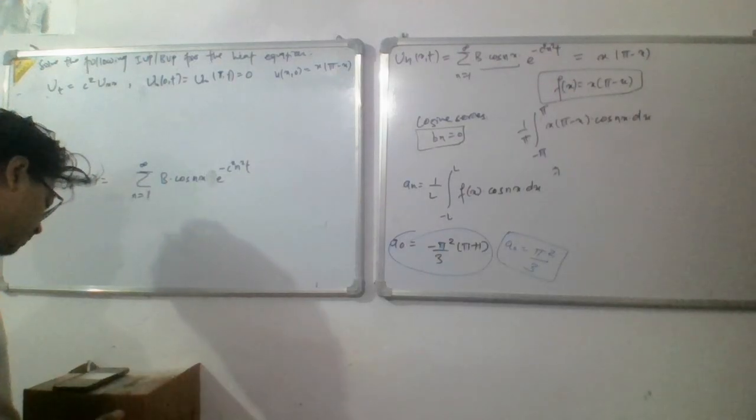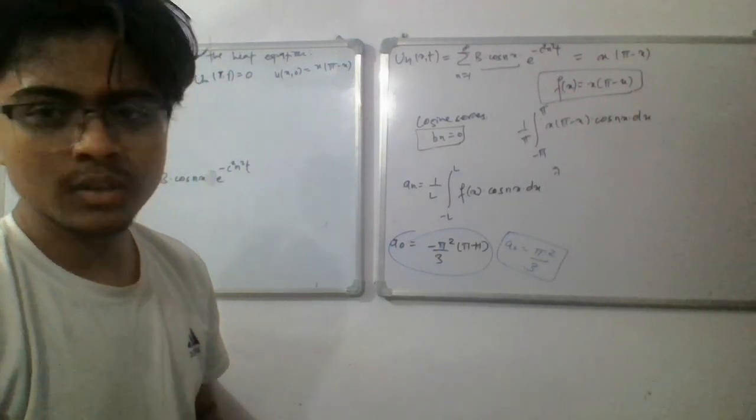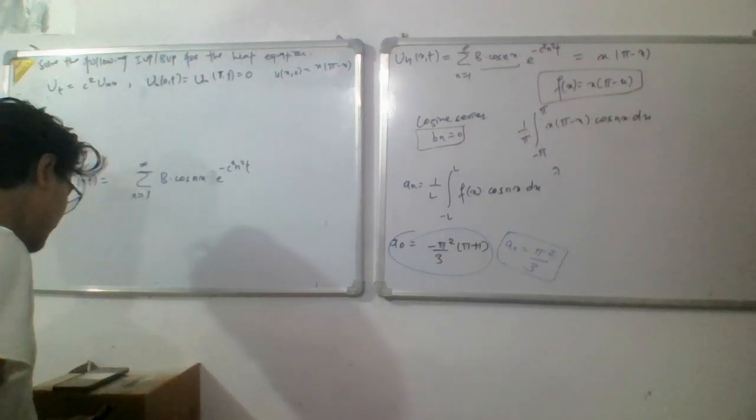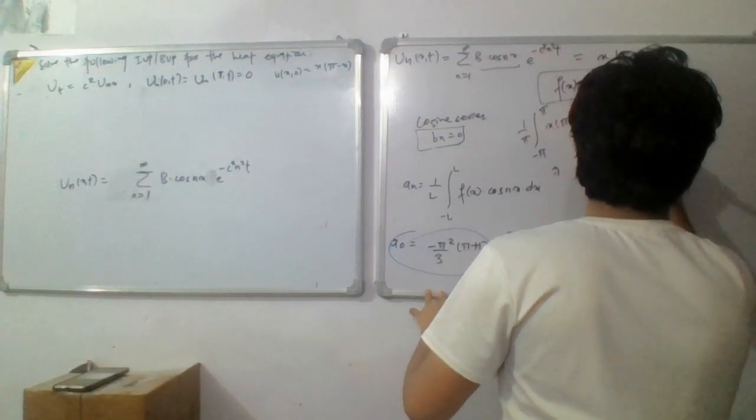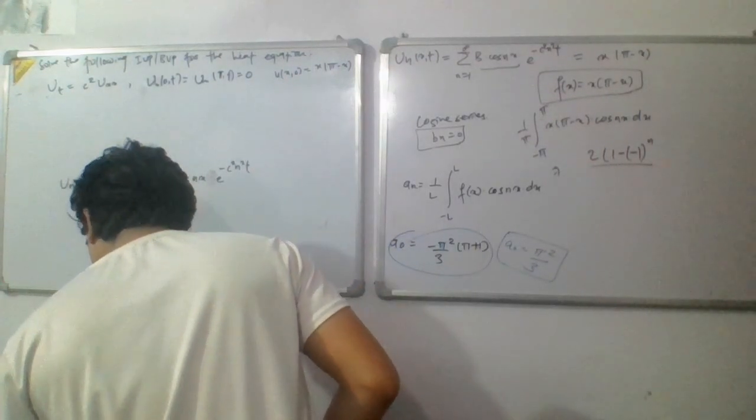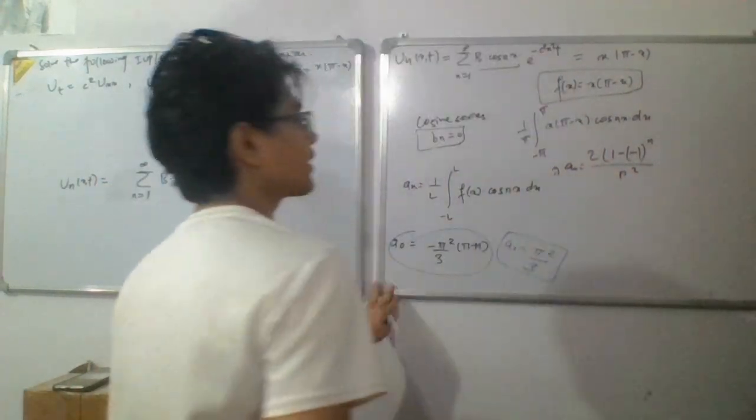Okay, so how to solve this? I'm not going to solve this. I'm tired of solving such kind of questions. I'm just going to write the solution, that is 2 times (1 minus (minus 1) to the power n) by n squared. This is what we get in place of a n.